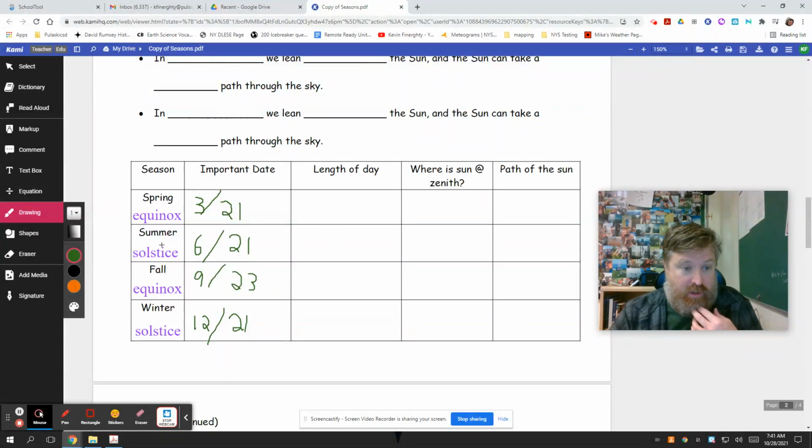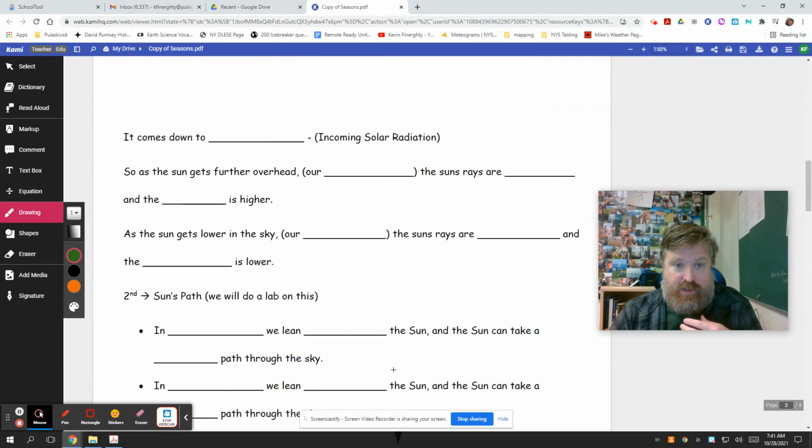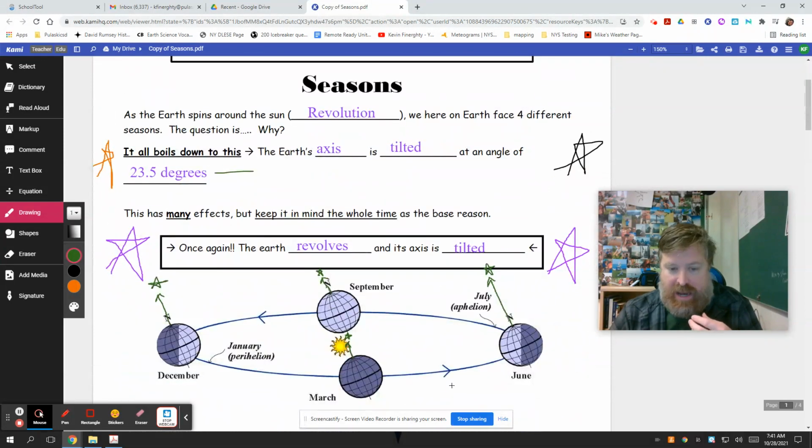Okay, so the names of those and the dates and the idea that we have these seasons because of the tilt and the revolution will be good. 23.5 is also something to stick in the noggin.